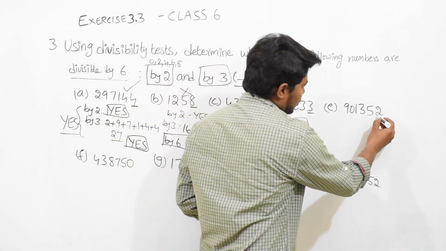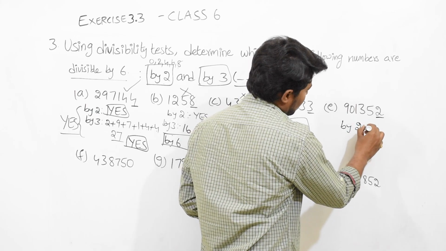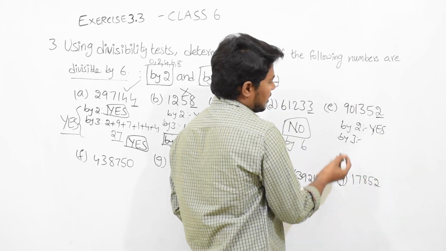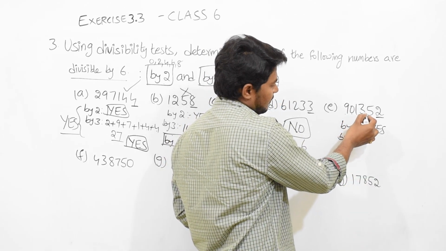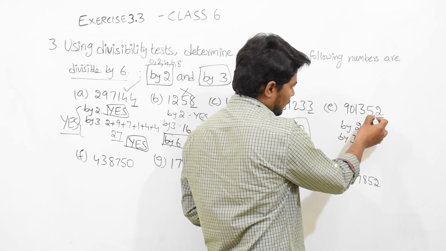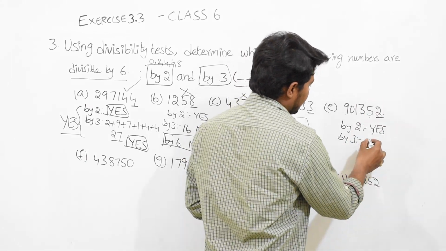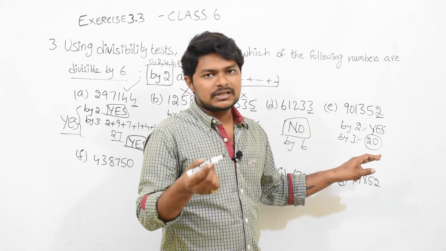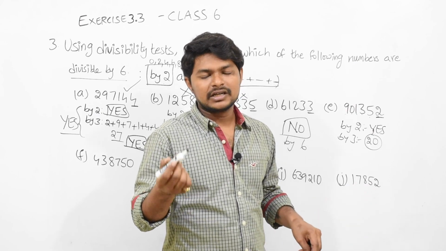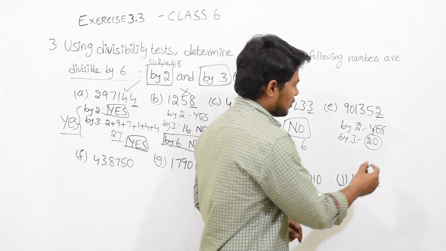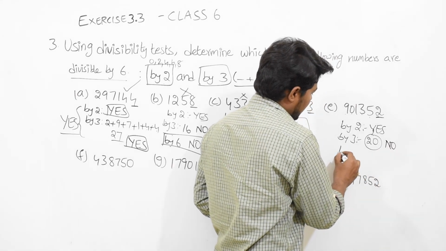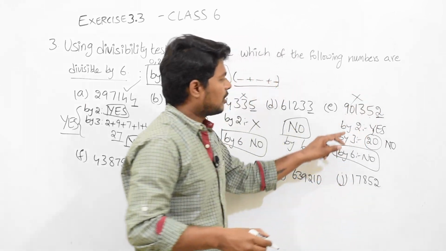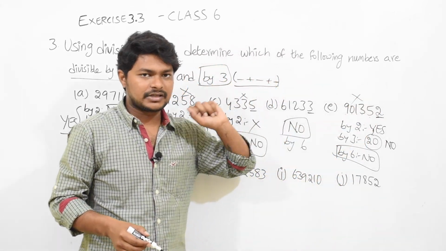Okay. Here the last digit is 2, so by 2 is yes. Next we calculate by 3. By 3, 9 plus 0, 9 plus 1, 10 plus 3, 13 plus 5, 18 plus 2, 20. So is 20 in the 3 table? No. Why? Because 3 into 6 equal to 18, 3 into 7 equal to 21. 20 is not there. So a big no. So by 6 also a big no. This number is not divisible by 6.